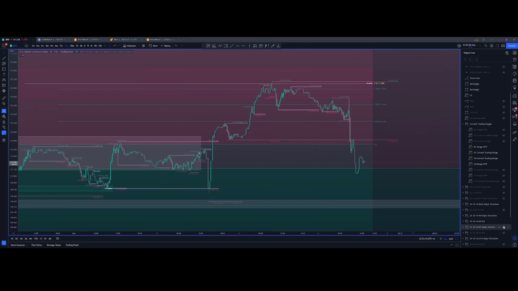So that's the points of interest within each trading range and the relationships between those points of interest. Hopefully it makes sense. Go and try it, test it out within your own charts.